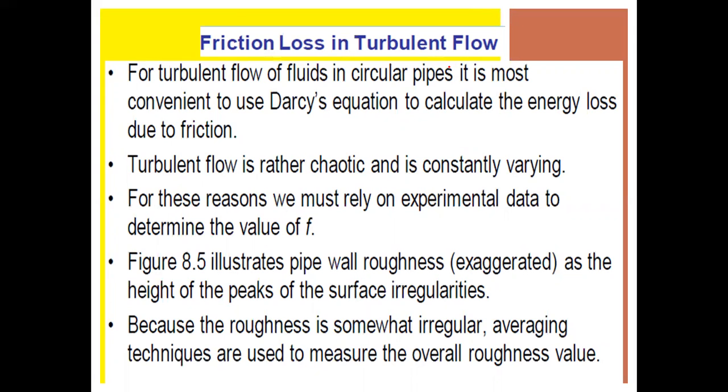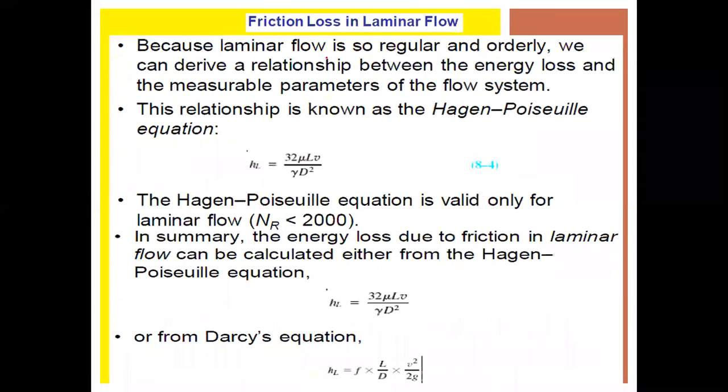The friction losses in the laminar flow. Because the laminar flow is so regular and orderly maintained, we can derive a relationship between the energy loss and the measurable parameters of the flow system. The laminar flow is flowing in the pipe in a constant and regular flow. Therefore, the relationship is known as Hagen-Poiseuille's relation.